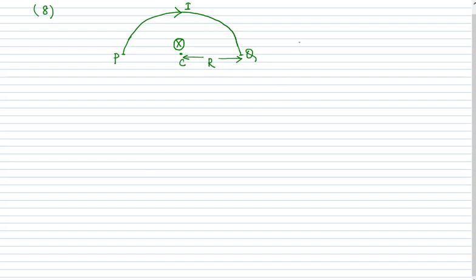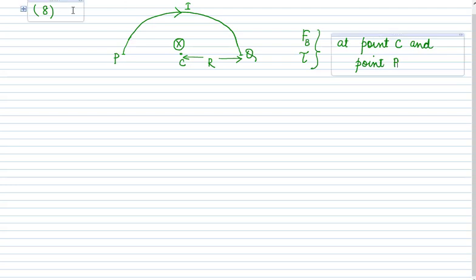So we have to find out the resultant magnetic force, FB, and torque, tau, at point C and point P. C is the center and P is one end of the semicircle. We'll go one by one and find out first the magnetic force, and then we have to find out the torque. So let us quickly go to the solution.